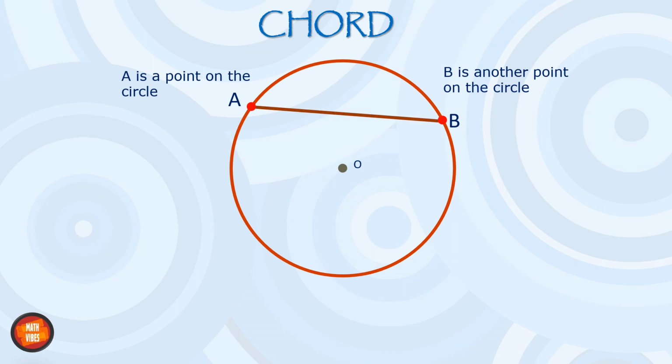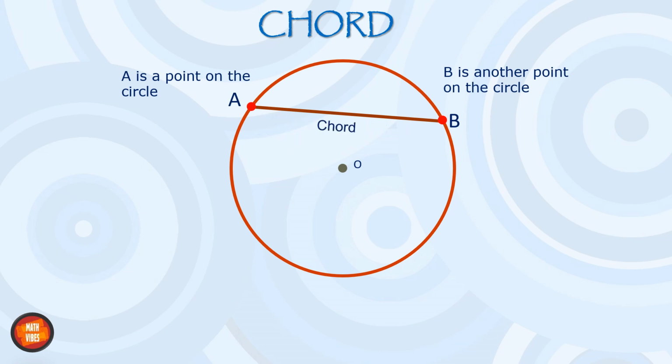Till now we have done a line segment that joins any two points on the circle and passes through the center, which we call a diameter. But now this is a chord. Here also it is joining two points on the circle, but it is not passing through the center, so its name will be chord. So this will be called a chord, a line segment that joins point A and point B.